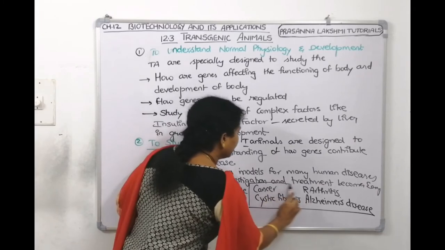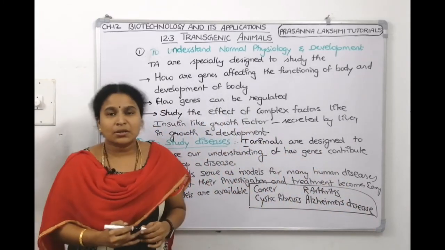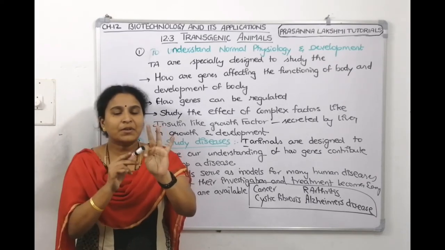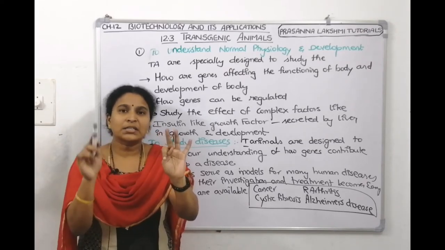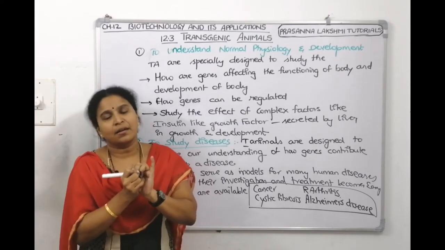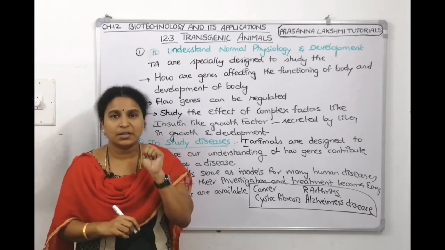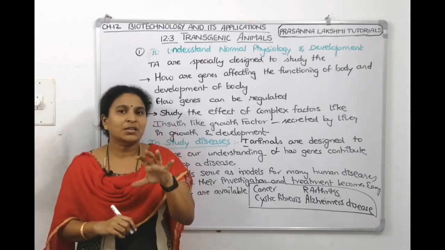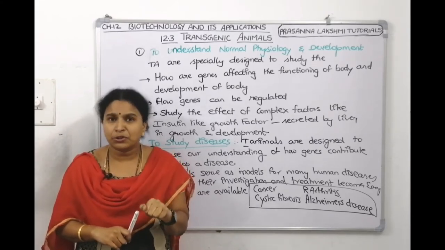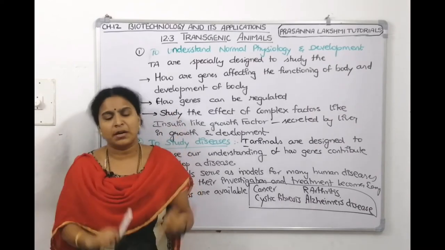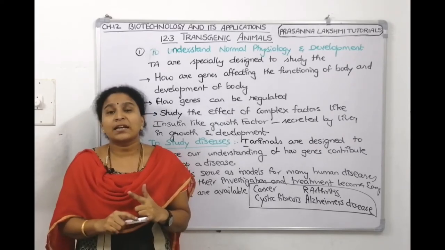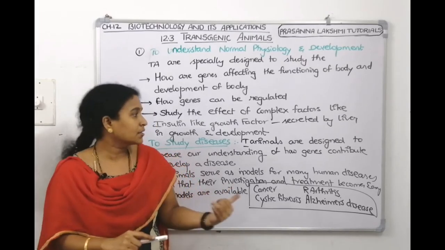Children, this point is very important. They will ask you in the NEET examination. So, currently in the market, for which diseases are models available? For 4 diseases. One with C, cancer. Other one is also with C, cystic fibrosis. Other one is with A, Alzheimer's disease. Other one is with RA, rheumatoid arthritis. So, for 4 diseases, transgenic models are available. There are 5 points under transgenic animals in NCERT. 2 points we covered. The first point is that transgenic animals help us to understand normal physiology and normal development. Transgenic animals act as models to study diseases and help to investigate them. Okay, take a screenshot. We will continue.